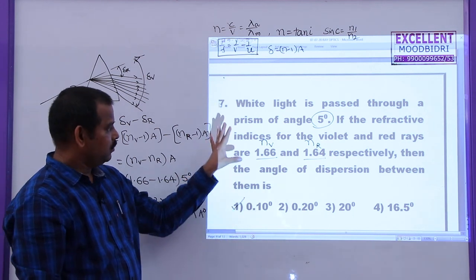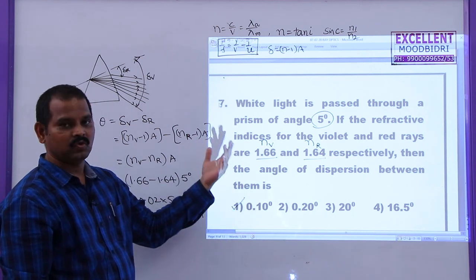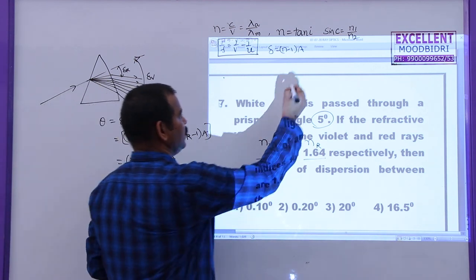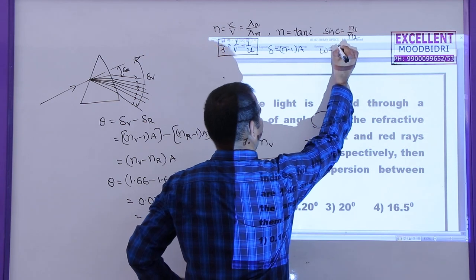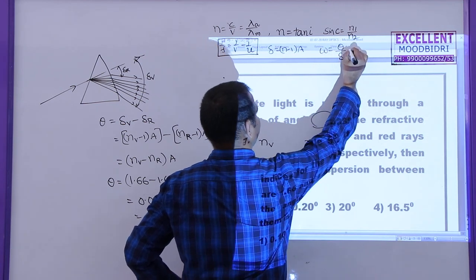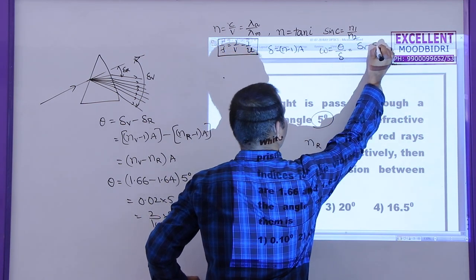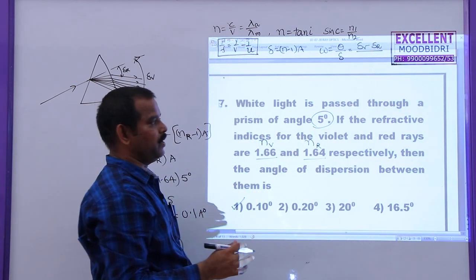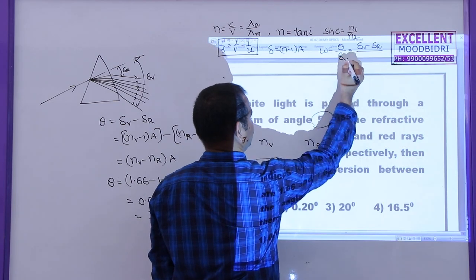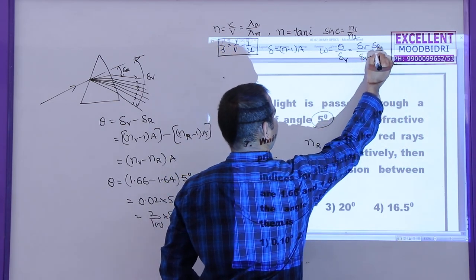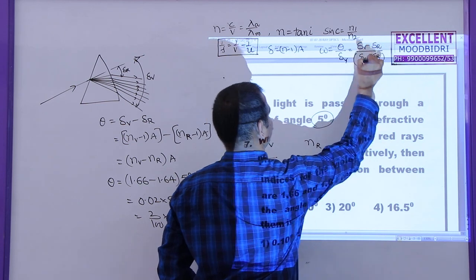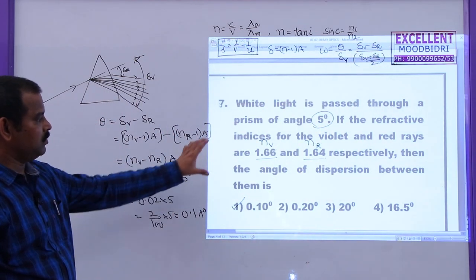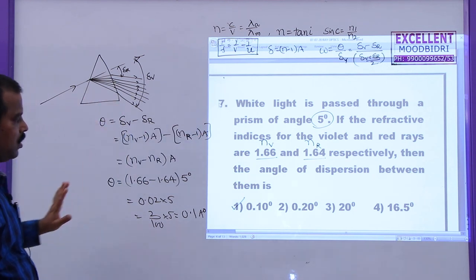But when this problem is given, sometimes they may ask you to find the dispersive power of the prism. The dispersive power is given by the angle of dispersion by the mean deviation, which is given by delta V minus delta R, that is the difference in the deviation angle produced between violet and red, divided by the mean deviation, which is always taken as yellow, given by (delta V plus delta R) by 2. So this is called the dispersive power of the prism. Sometimes they may give a problem based on that omega also.